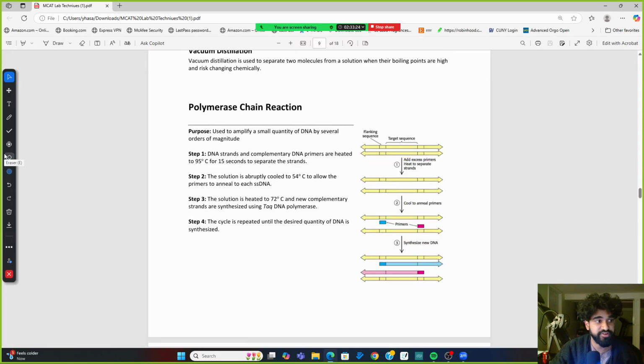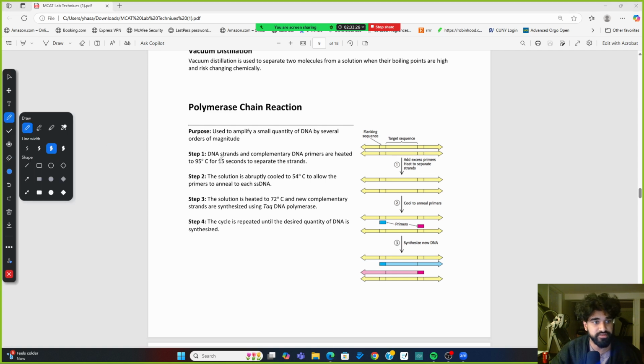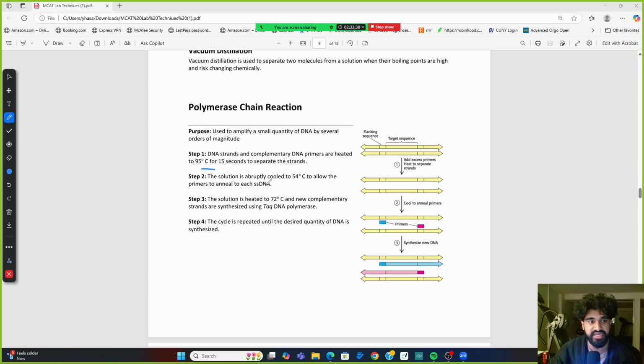PCR, I feel like I don't need to really explain this, but we'll walk through it. DNA strands and complementary DNA primers are heated to 95 for 15 seconds, right? So here's the target sequence. Add excess primers, right? And then here are the primers. So we cool so that the primers attach, and then we allow the enzymes to do their work to synthesize the new DNA.